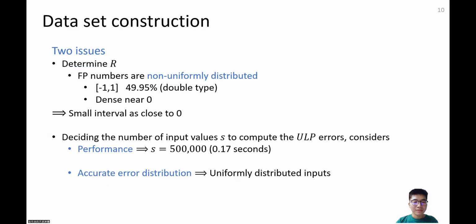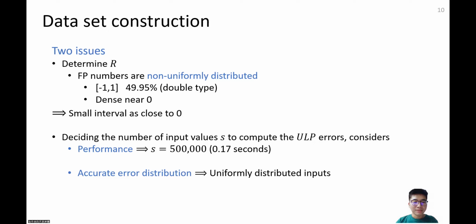For dataset construction, there are two issues that need to be resolved. First, we need to determine R. Because FP numbers are non-uniformly distributed, for example, a small range of -1 to 1 covers 49.95% of all exactly represented FP numbers when using double precision representation. And the closer to 0, the denser the FP numbers. So we choose intervals as close to 0 as possible to cover more floating-point numbers.